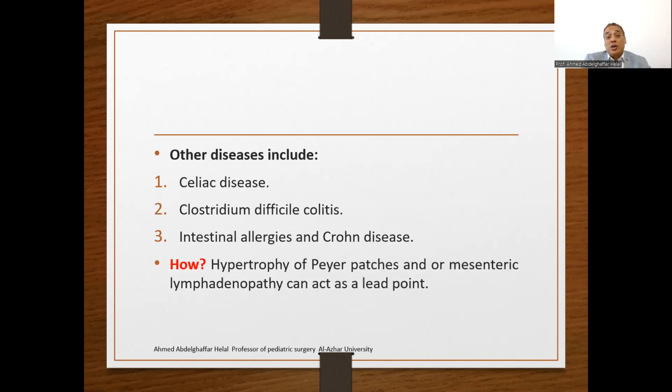Other diseases like celiac disease, Clostridium difficile colitis, intestinal allergies and Crohn's disease. What is the mechanism? By hypertrophy of the Peyer's patches or mesenteric lymphadenopathy. So in all these diseases, this will act as a leading point. We speak about the secondary intussusception. There are leading causes in the bowel wall.